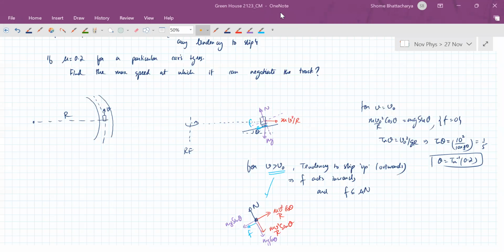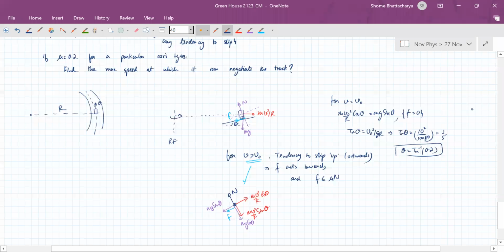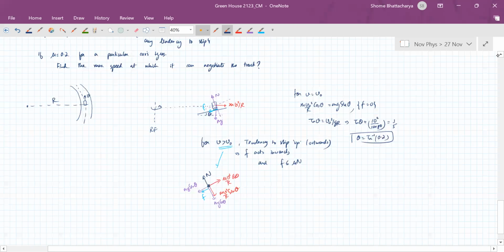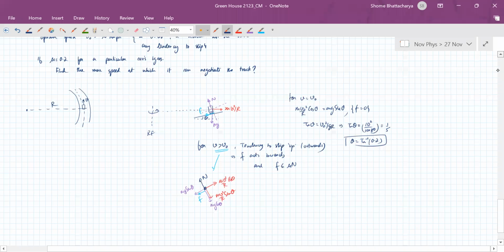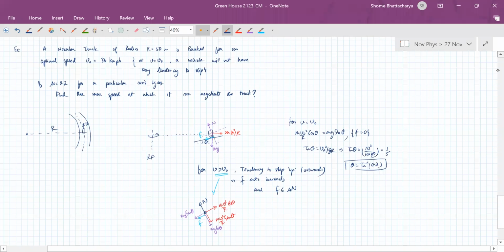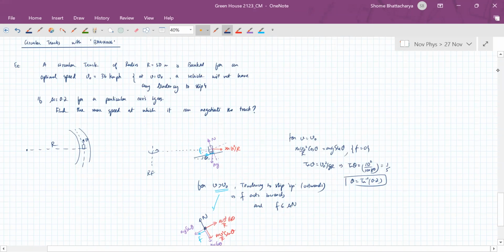Okay, so let's see the value if you have calculated. So this is another important type of problem for the application of banking angle concept. Okay, that not only the relationship between the optimal speed and the angle of banking for the zero friction condition, but given the coefficient of friction, what is the maximum speed at which?